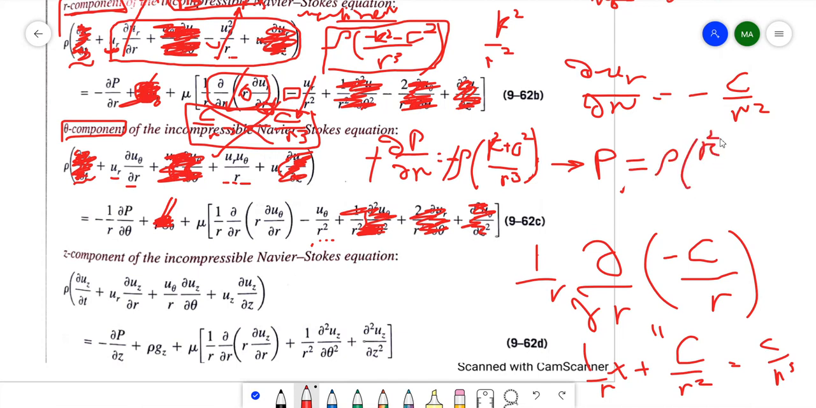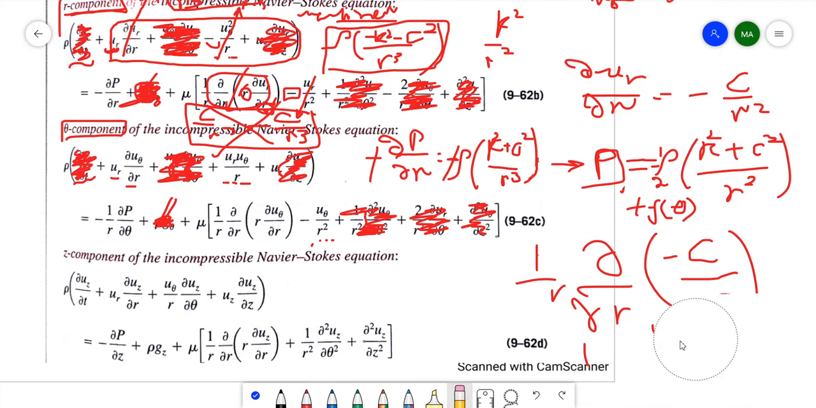K squared plus C squared. And what is the integral of R to the power minus 3? It is R to the power minus 2 over minus 2. So here we have R squared, minus 2, I will take it down. And here we have minus half outside. So minus half rho K squared plus C squared over R squared. This is P, plus, of course, a function this time of theta, because we integrated with respect to R.